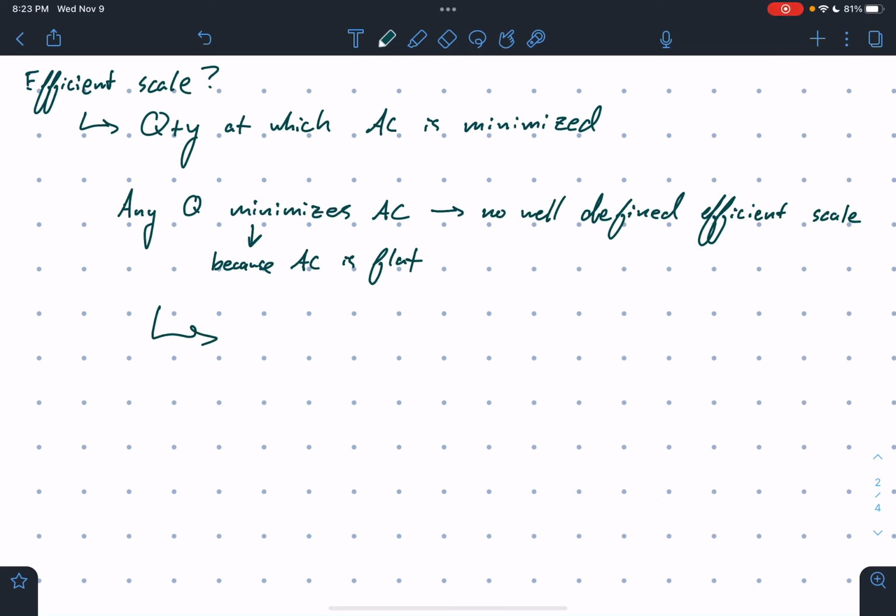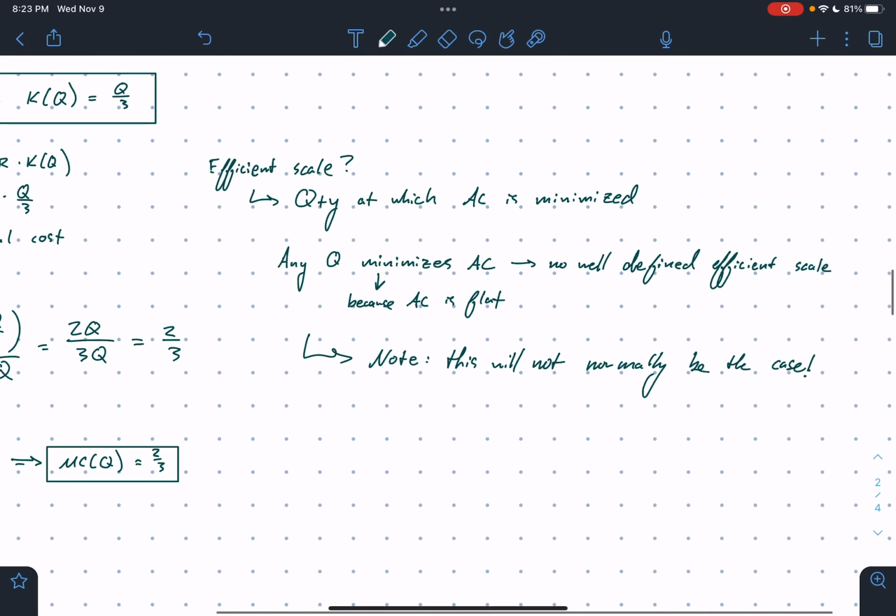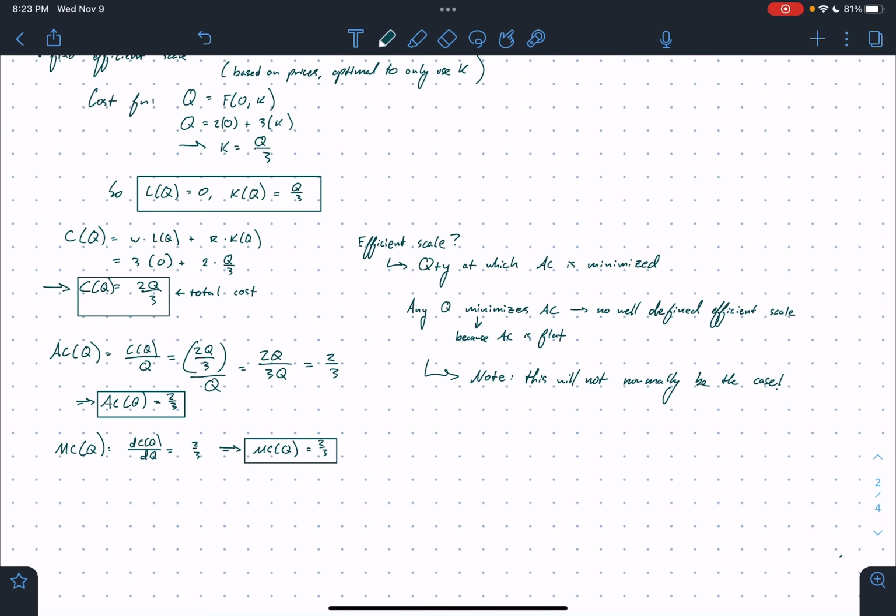Note, this will not normally be the case. Usually you won't have this, but just because this is perfect substitutes, it's just kind of an artifact of this.